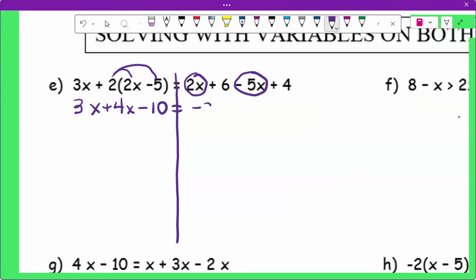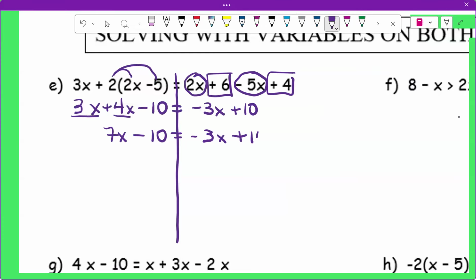And on the right side, we have some like terms that we can already get started with. 2x minus 5x is -3x. 6 and 4 is 10. Then we have a few more like terms on the left-hand side here, 3x and 4x. And now we're ready to go. We have simplified each side.